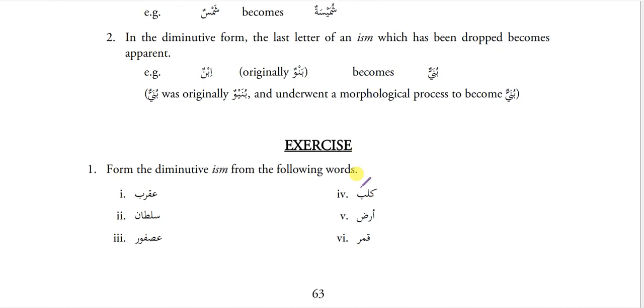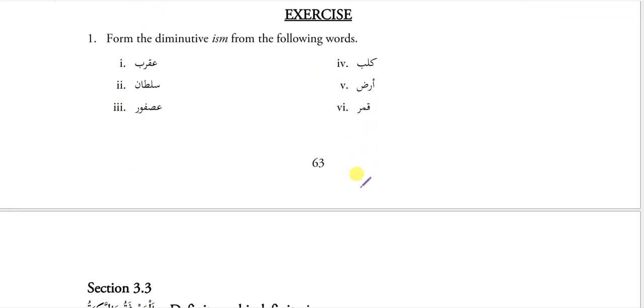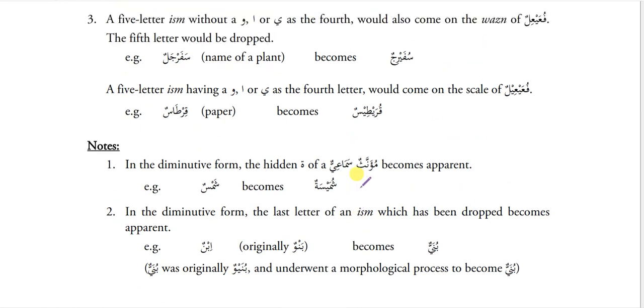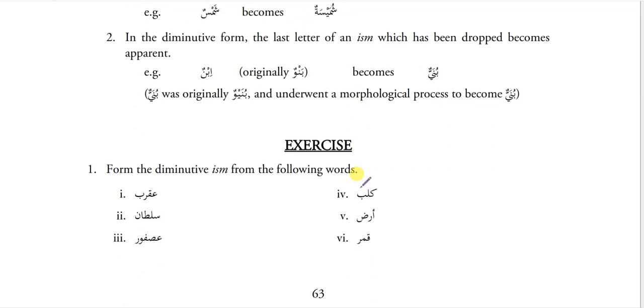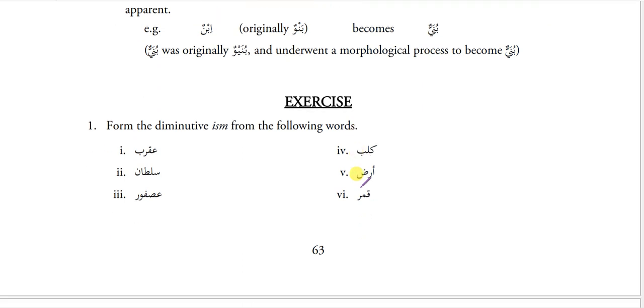In the diminutive form, the last letter of an ism which has been dropped becomes apparent. So ibnun, which is actually banun, becomes bunayun. Now form the diminutive ism from the following words. So akrabun becomes uqayrabun, sultan becomes sulaytinun, usfurun becomes usaifirun, a 5-letter word, from the scale of kuraytisun. Then kalbun becomes kulaybun, arzun becomes arizatun, and kamrun becomes kamiratun or kumairatun.